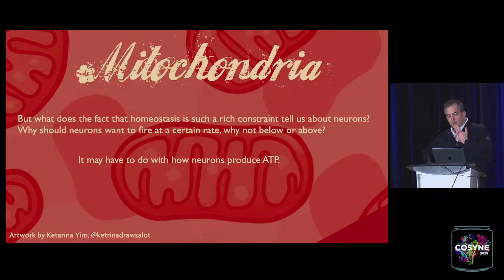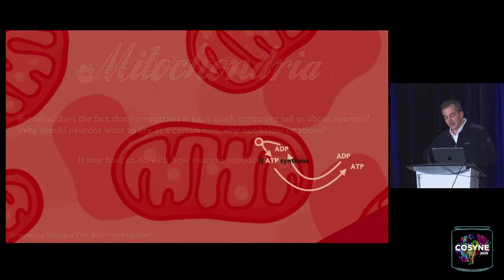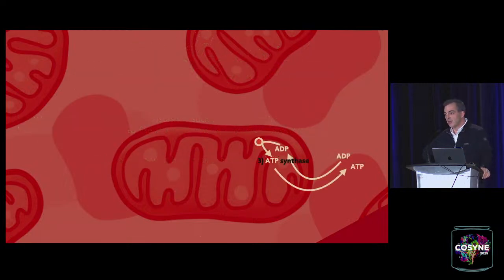So, why neurons want to fire at a certain rate, in our opinion, in my opinion, and Chaitanya Chintalure's opinion, has to do with how neurons produce ATP. And I'll give you a very quick crash course on how neurons produce ATP. They produce ATP in their mitochondria. You didn't think you were going to do biochemistry today, but here you are.